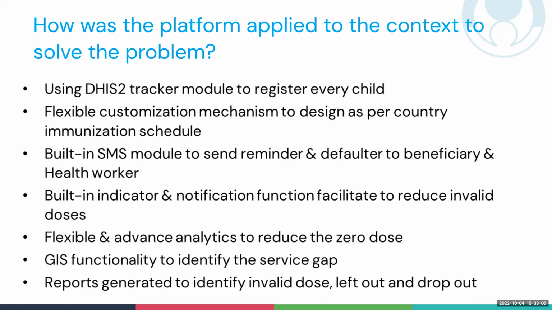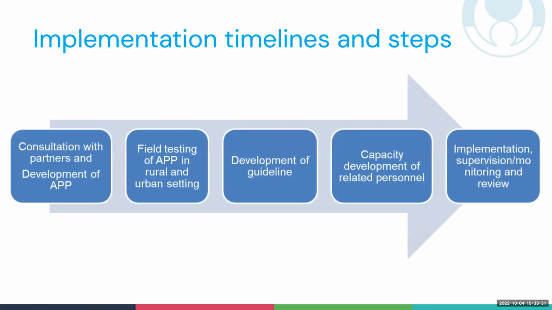And there is a very advanced analytics system to track the zero-dose children. It also has GIS functionality to identify the service gaps between the hard-to-reach and non-hard-to-reach areas. And there is an automated system for report generation to identify invalid doses, left-outs, and dropouts, for the web-based app and also for the Android capture apps.